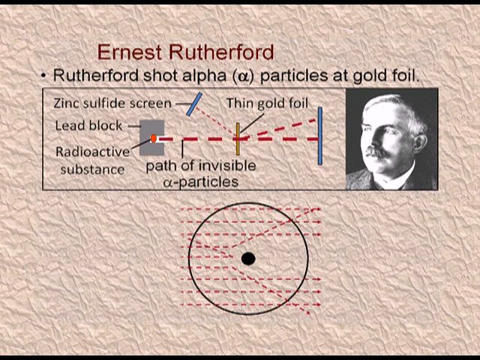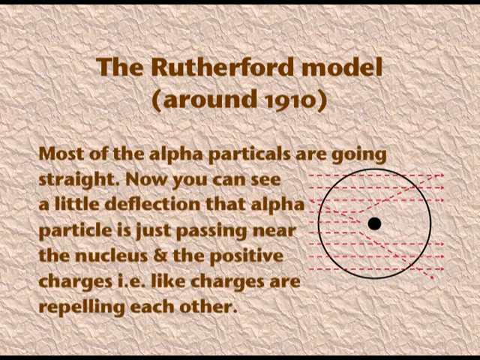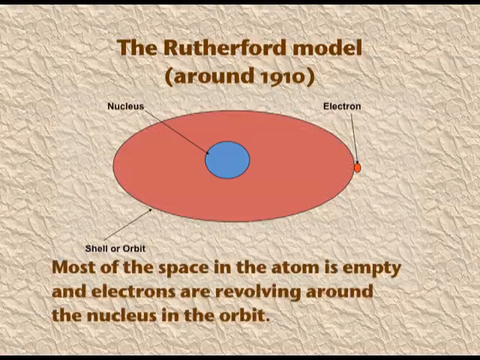It deflected back by an angle of 180 degrees. You can see that most of the alpha particles are going straight. Now you can see a little deflection. That alpha particle is just passing near the nucleus, and the positive charges, that is the like charges, are repelling each other. You can see the deflections. By these observations, Rutherford concluded that the mass of the atom is concentrated in the center of the atom, and he named it the nucleus. Most of the space in the atom is empty, and electrons are revolving around the nucleus in orbits.